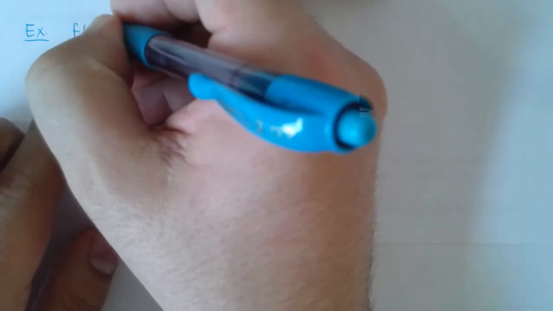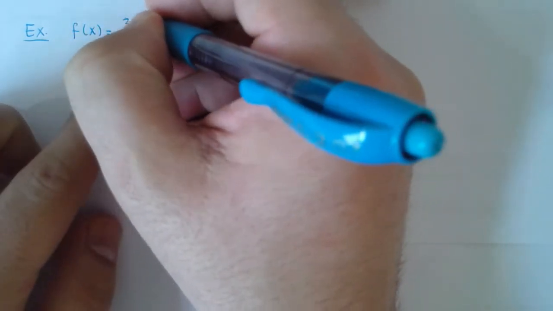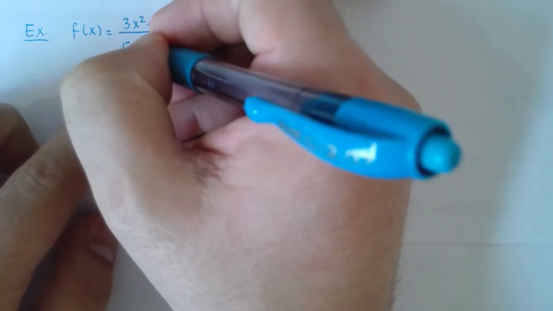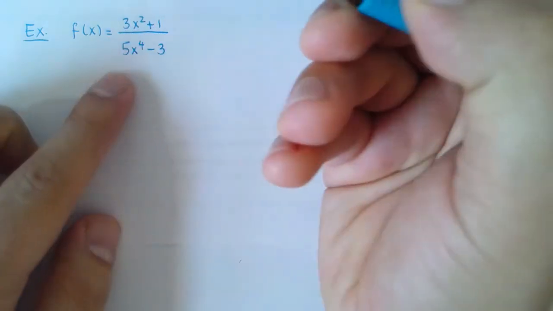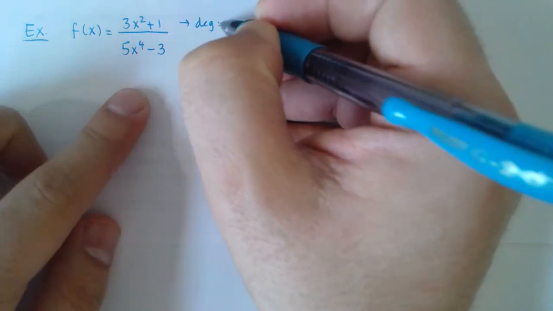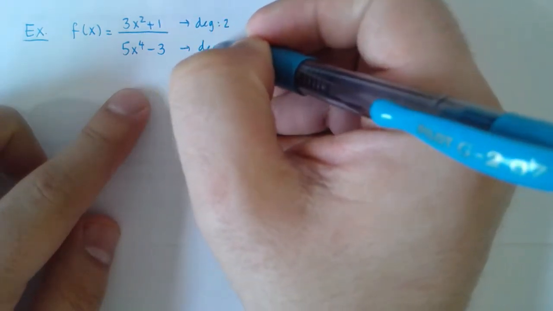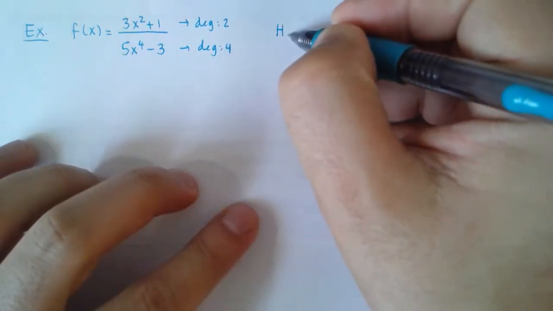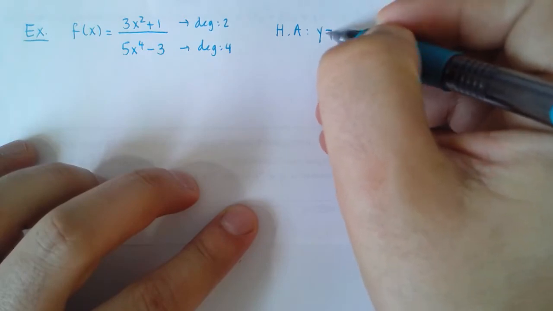So now let me just write down some examples about horizontal asymptotes. Let's say f of x equals 3x squared plus 1 divided by 5x to the 4 minus 3. You see now the degree of the top is 2, and here the degree is 4, the highest power of x. So in this case the horizontal asymptote will be y equals 0.